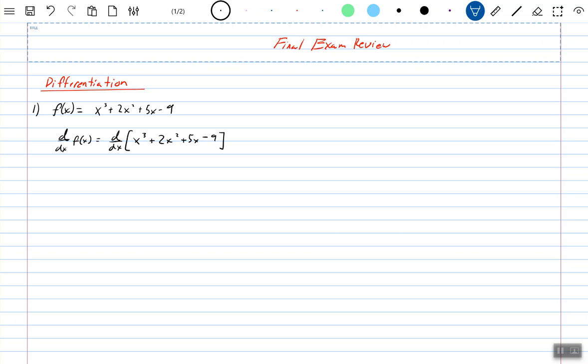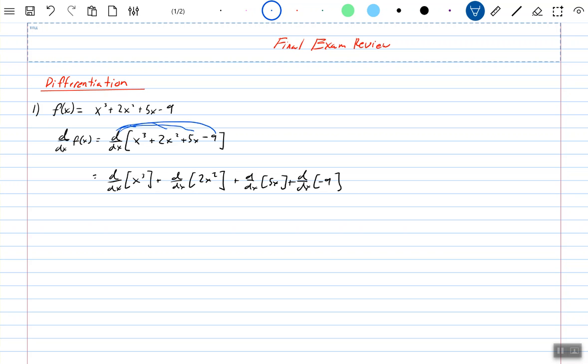But because these are all added to each other, there's no products or quotients or anything like that, we get that the derivative of the sum is just the sum of the derivatives. So we can pass the derivative notation to each term. So instead of taking the derivative of the whole thing in one go, we pass the derivative to each individual term, and then we take this derivative term by term. We just pass it to each term.